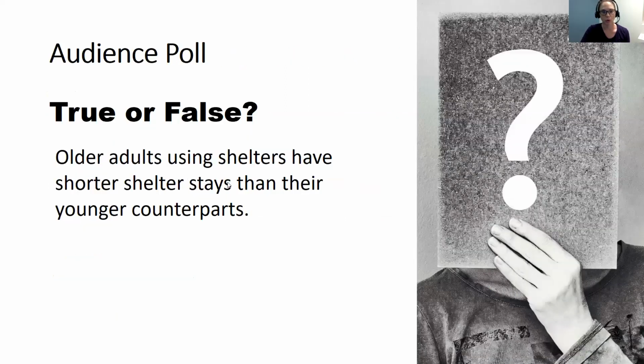So we've got another poll here. So true or false, older adults using shelters have shorter shelter stays than their younger counterparts.